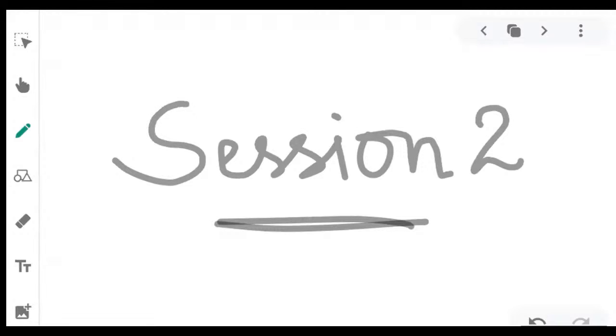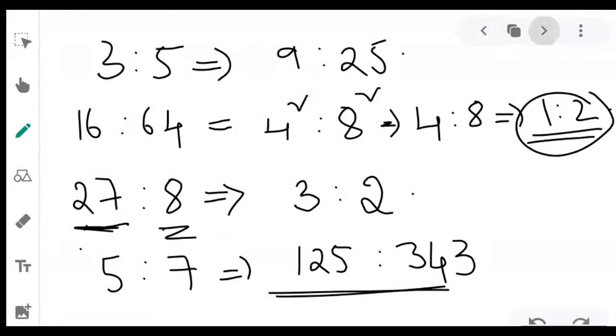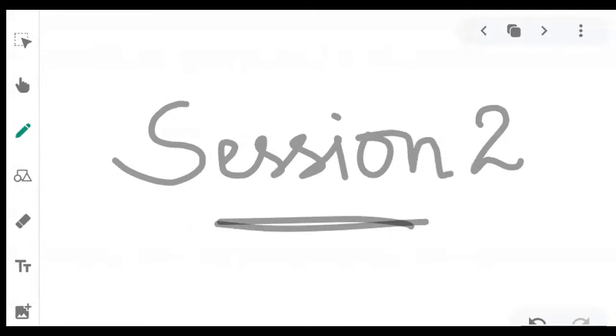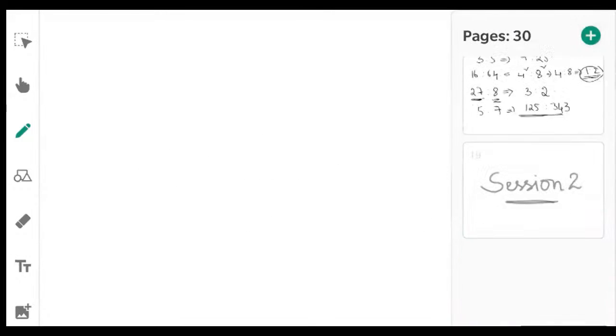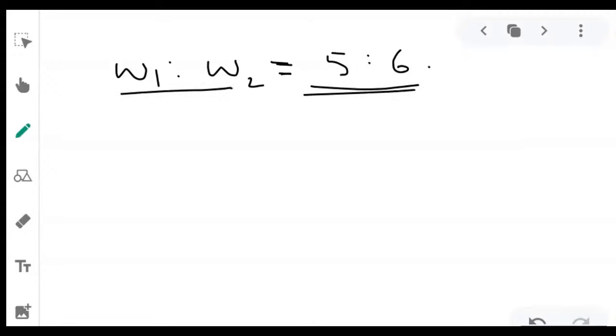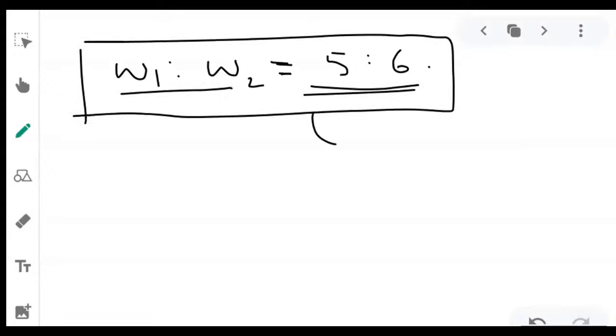Yesterday we have seen the complete length of ratios. So today we'll start off with proportions, which is the same as ratios, except that when we have seen something like the weights of two people are in the ratio 1:2, or let's say 5:6, when you write this equality in between, this equation of two ratios becomes a proportion. This whole thing is called proportion.